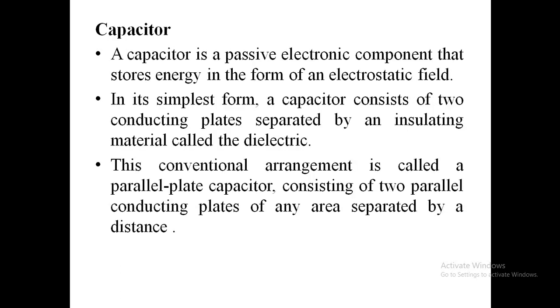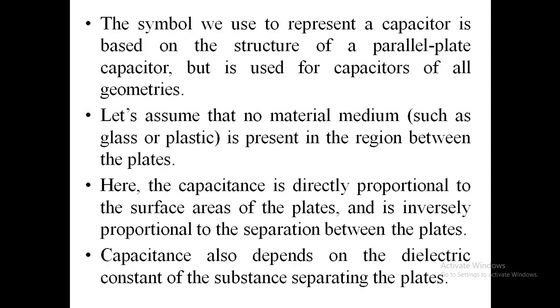Capacitor. A capacitor is a passive electronic component that stores energy in the form of an electrostatic field. In its simplest form, a capacitor consists of two conducting plates separated by an insulating material that is called the dielectric. This conventional arrangement is called a parallel plate capacitor, consisting of two parallel conducting plates of any area separated by a distance. The symbol we use to represent a capacitor is based on the structure of the parallel plate capacitor, but this is also used for capacitors of all geometries.